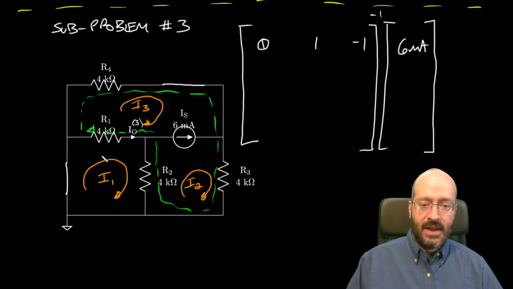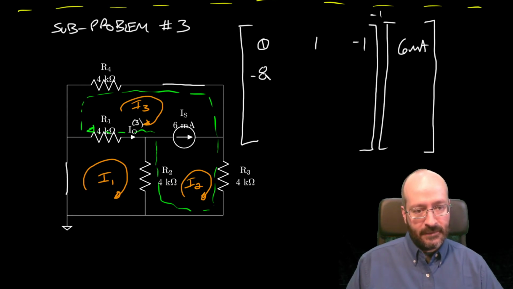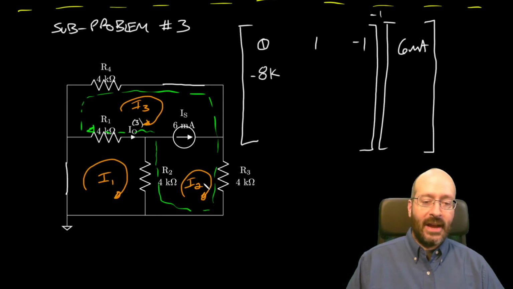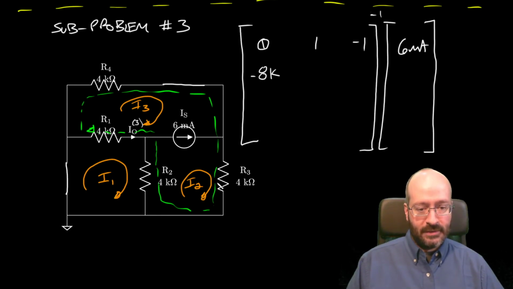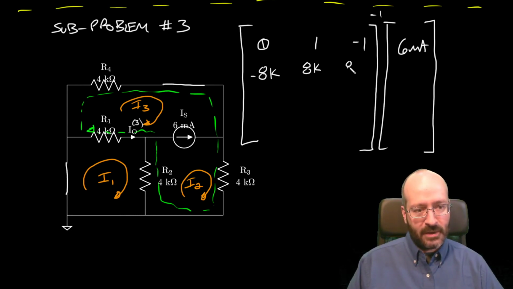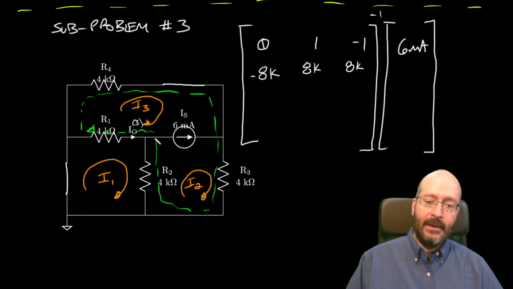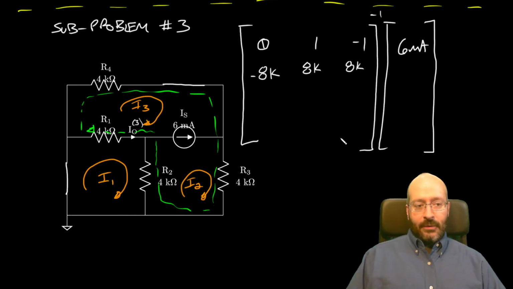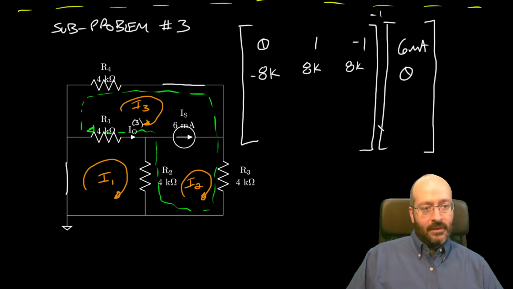Let's write the KVL for the super loop. So what does I1 share with the super loop? It shares both of these 4Ks. So we're going to get -8K. What does I2 touch that's on the super loop? It touches these two 4Ks. So that's going to be 8K. And then what does I3 touch that's on the super loop? It touches these two 4Ks for, again, 8K, but it's a different 8K. And I don't see any voltage supplies, so that's going to be 0.